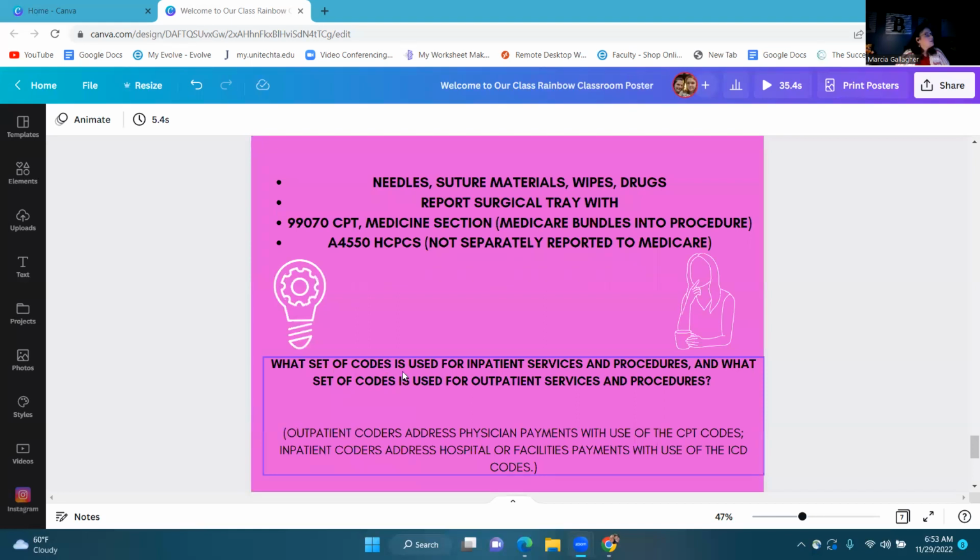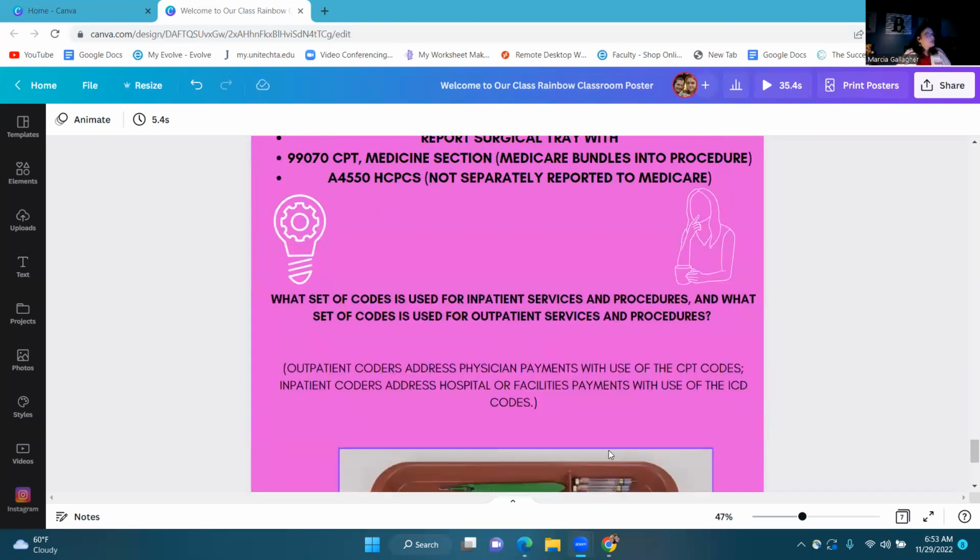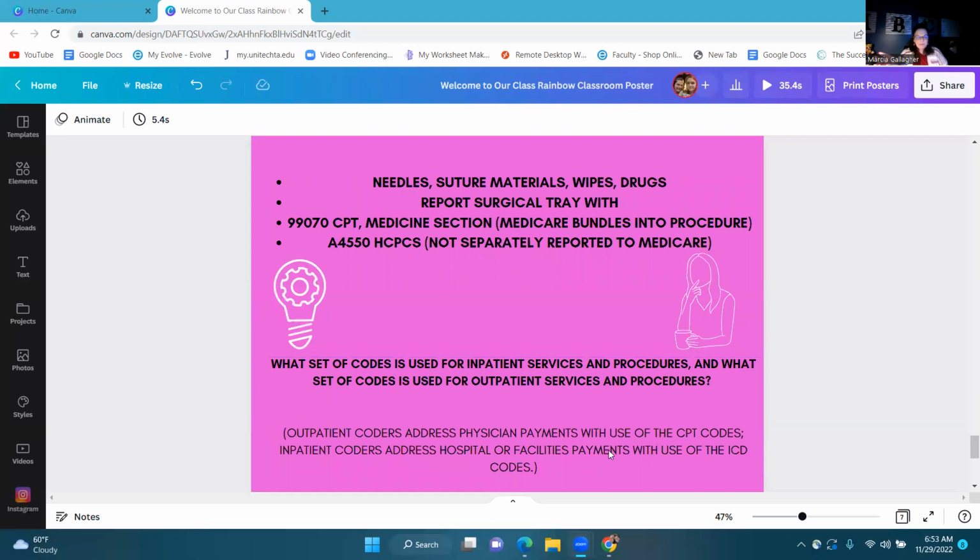What set of codes is used for inpatient services and procedures? And what set of codes is used for outpatient services and procedures? Outpatient coders address physician payments with the use of CPT codes. Inpatient coders address the hospital or facility payments with the use of ICD-10 codes. Okay, now I asked that question. Let's talk about it.